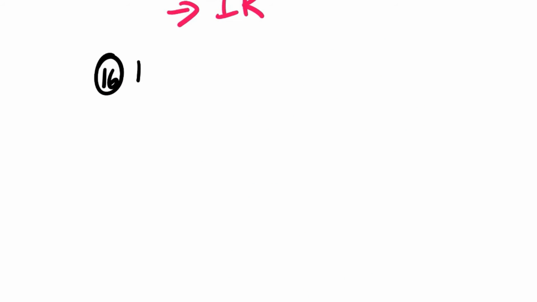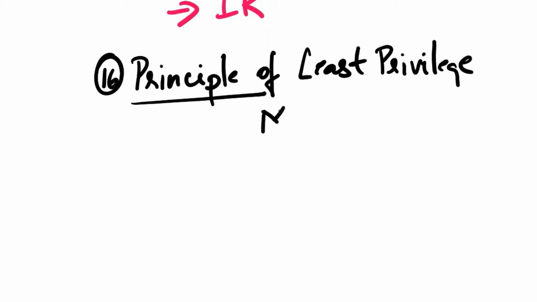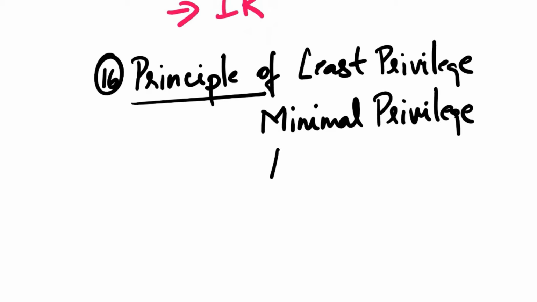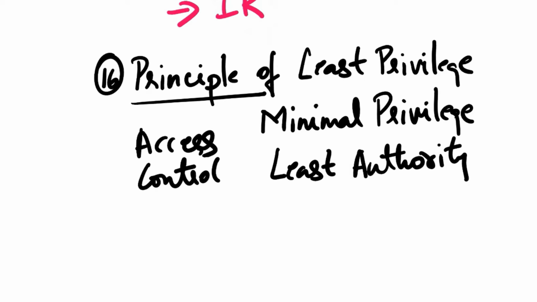Next question: what is the principle of least privilege and how does it relate to vulnerability management? So, this is also known as minimal privilege or the principle of least authority. It is a fundamental concept in information security and access control. It dictates that individuals or systems should be granted the minimum level of access, permissions, or privileges necessary to perform their tasks and no more.